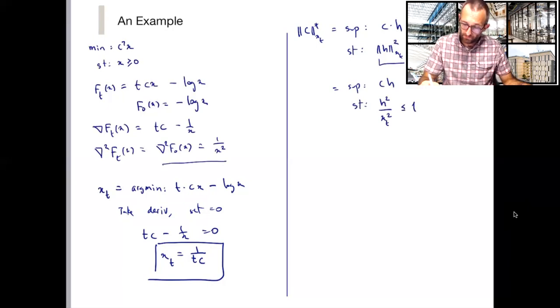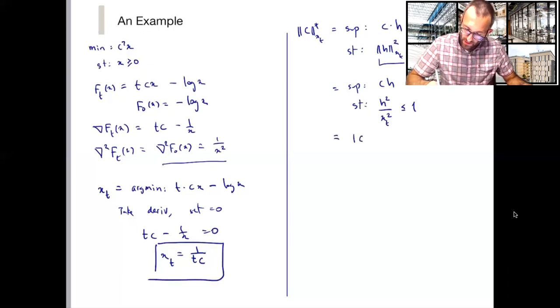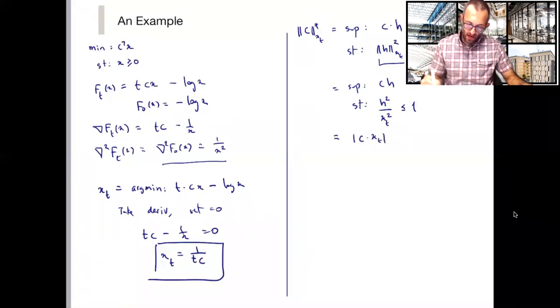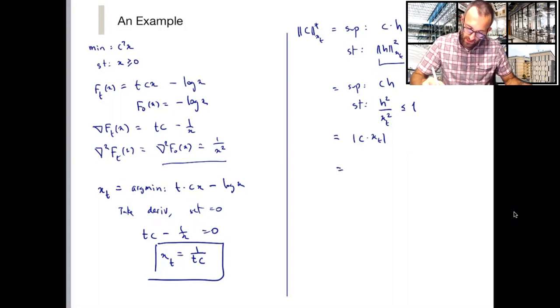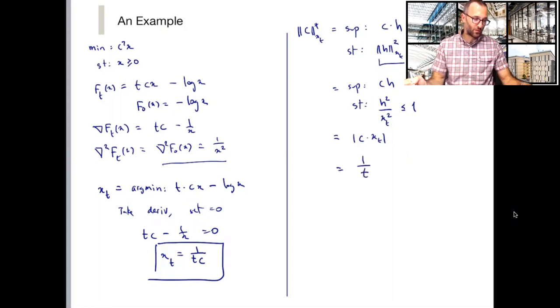Or in other words, the most I can make h squared is xt. So this is equal to the absolute value of c times xt. And now we can look over and see what xt is. So indeed, this is exactly equal to 1 over t. Okay, so this is what we wanted.